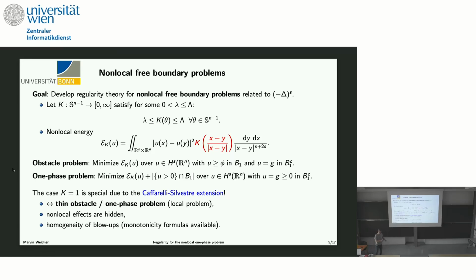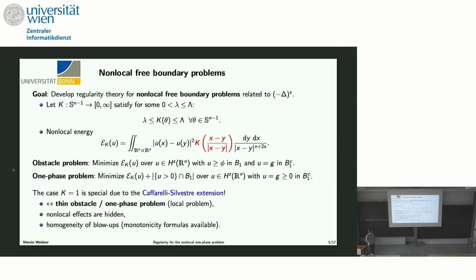But the price you pay is that somehow the geometry of your problem becomes more complicated. But still, you have gradients, you have derivatives, you can construct barrier functions much easier than if you deal with this non-local quantity. Also, a key point is that once you have this Caffarelli-Silvestre extension and you have this thin problem, you will be able to prove monotonicity formulas.